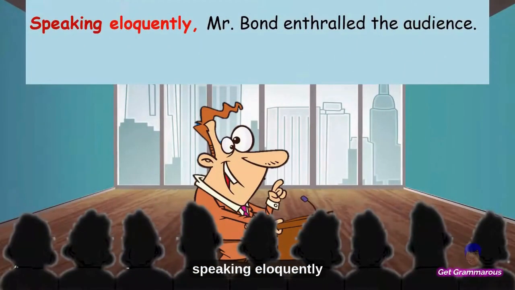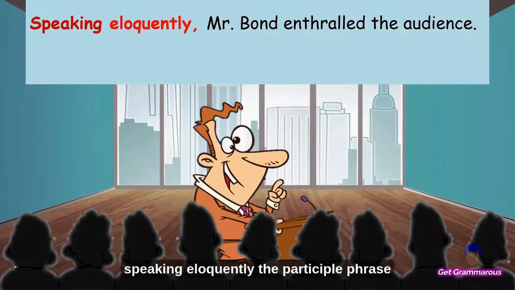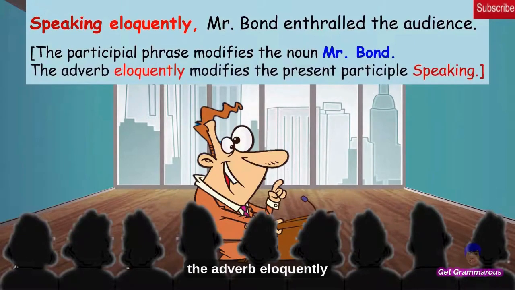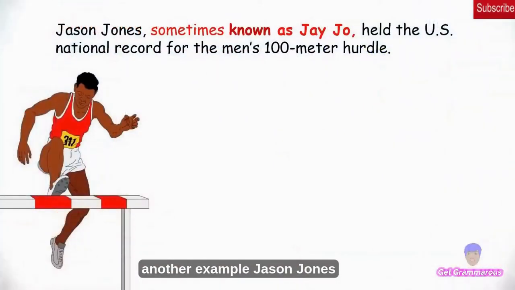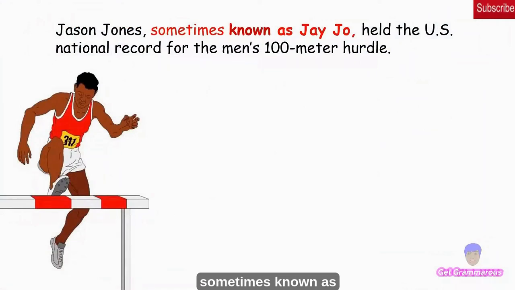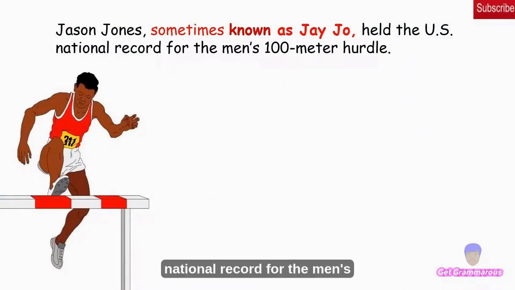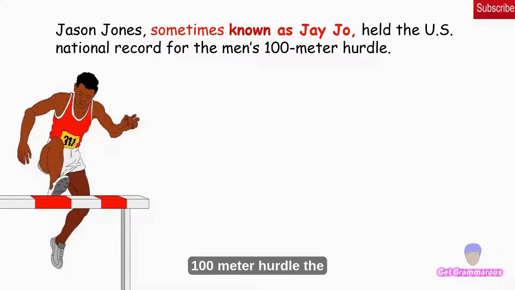Another example. Speaking eloquently, Mr. Bond enthralled the audience. Speaking eloquently, the participial phrase in this sentence, modifies the noun Mr. Bond. The adverb eloquently modifies the present participle speaking. Another example. Jason Jones, sometimes known as J-Jo, held the U.S. national record for the men's 100-meter hurdle.